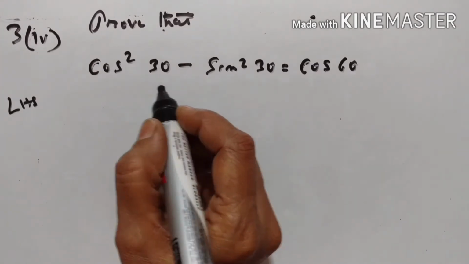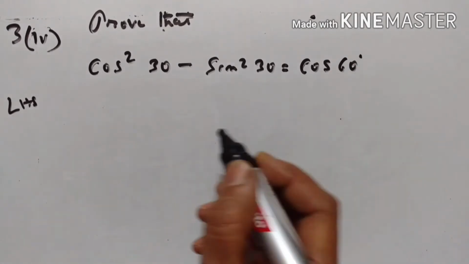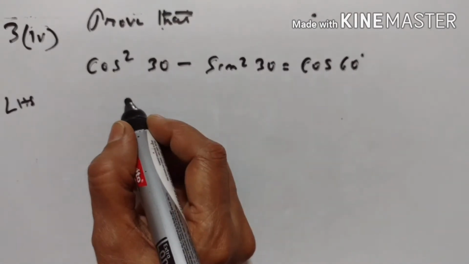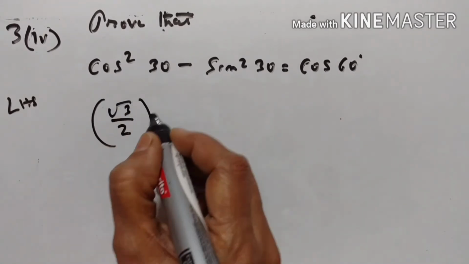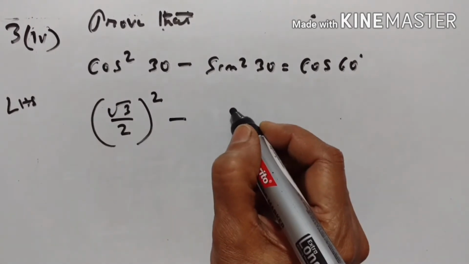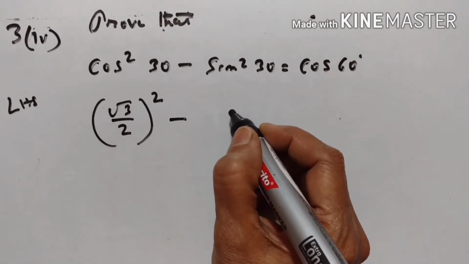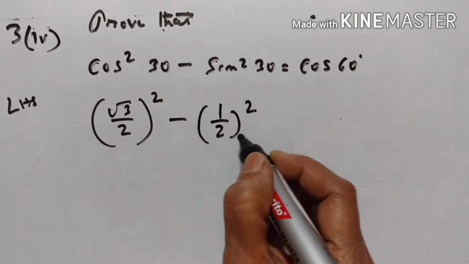Here we have to prove that cos square 30 minus sin square 30 is equal to cos 60. Cos 30 is equal to what? Square root of 3 upon 2. Cos square 30 is equal to square root of 3 upon 2, squared. Minus sin 30. Sin 30 is equal to 1 upon 2. 1 upon 2 squared. Sin square 30.